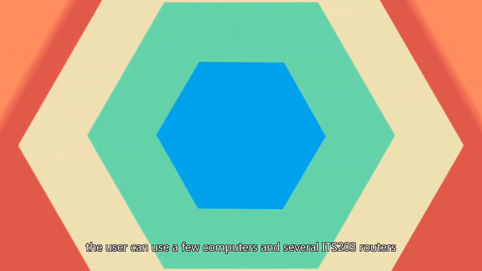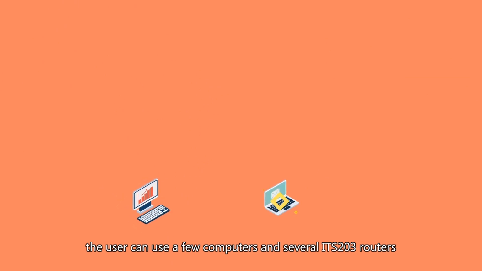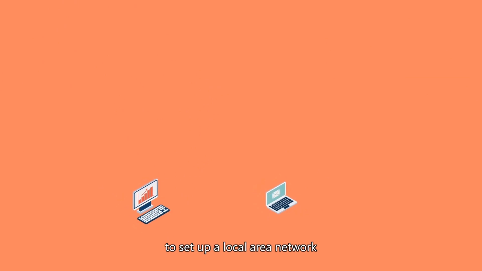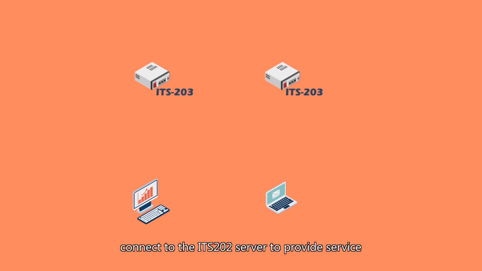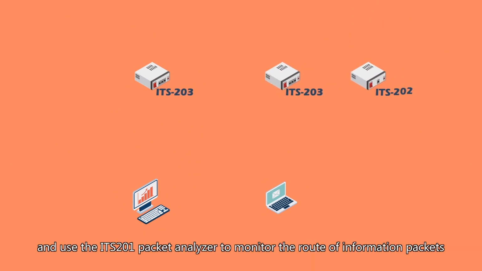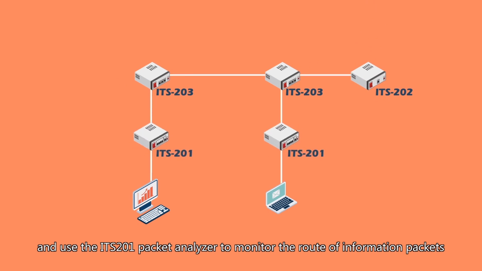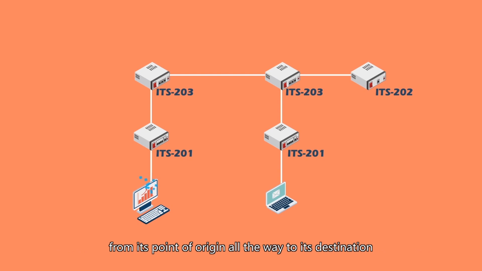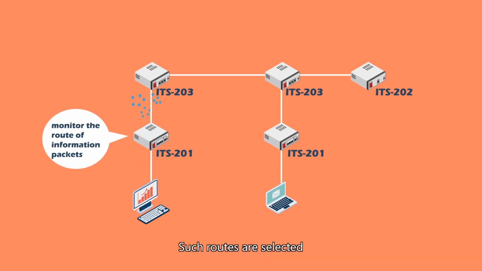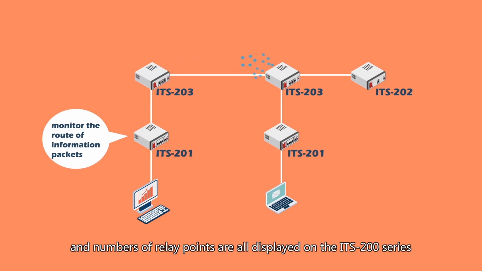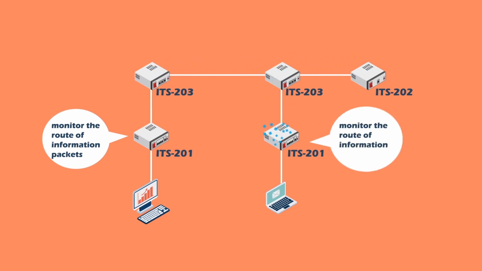In the laboratory, the user can use a few computers and several ITS-203 routers to set up a local area network, connect to the ITS-202 server to provide service, and use the ITS-201 packet analyzer to monitor the route of information packets from their point of origin all the way to their destination. Such routes and the number of relay points are all displayed on the ITS-200 series.